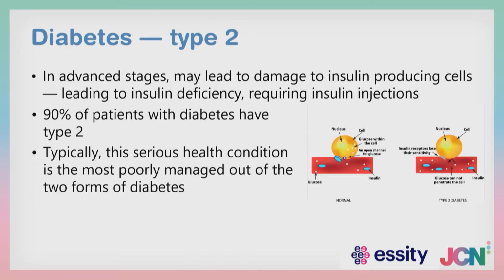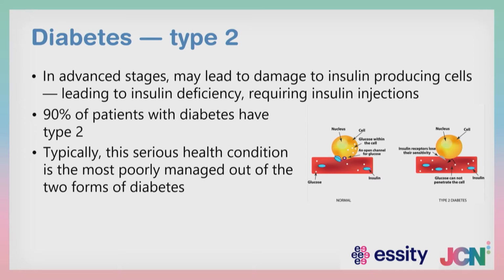In the advanced stages of type 2 diabetes, this may lead to damage of the insulin producing cells, and then this leads to insulin deficiency, and the person may also require insulin injections, as with type 1 diabetes. 90% of patients with diabetes have type 2, so it is much more common.